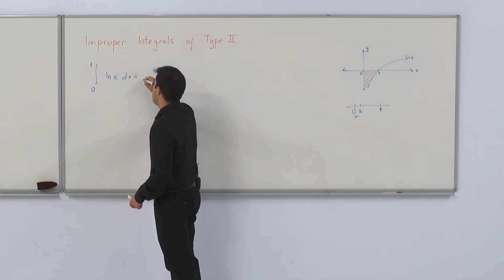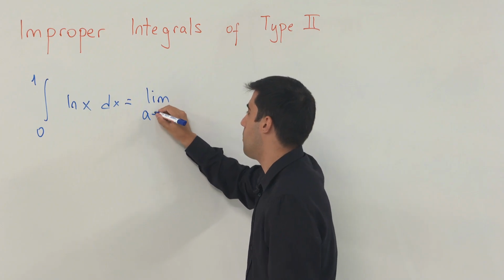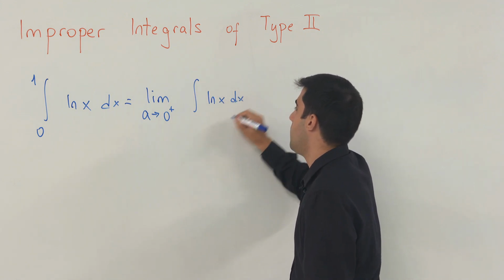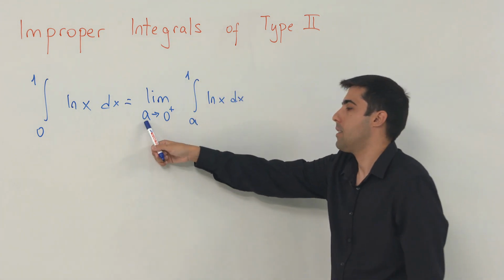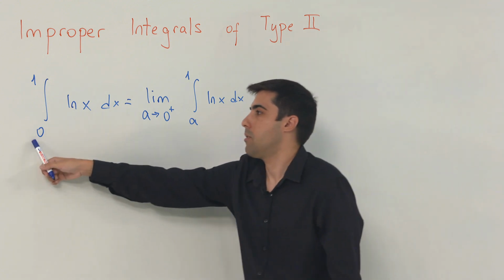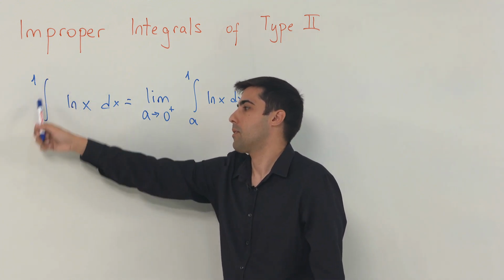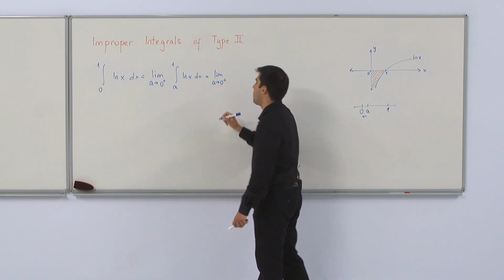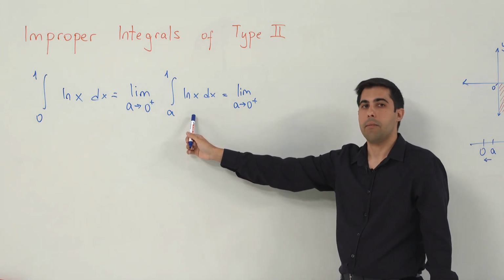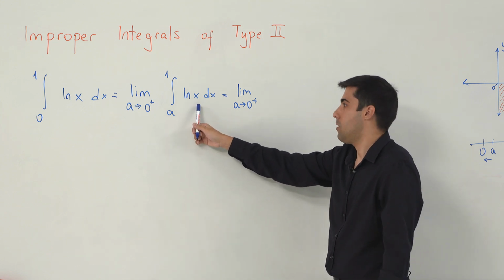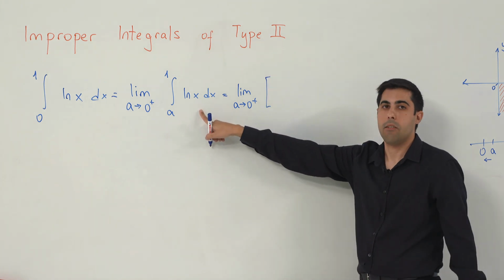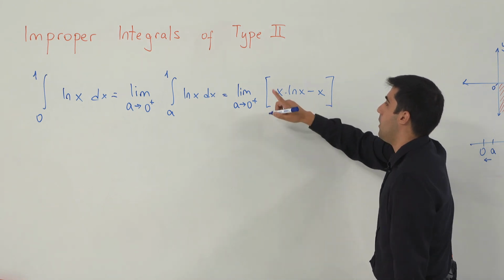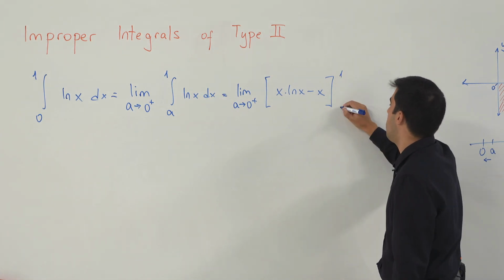This is the same as the limit as a goes to 0 from the right hand side of the integral of ln x dx from a to 1. As you can see, as a goes to 0 from the right, this is the same as the integral of ln of x from 0 to 1. Now this is just a regular integral. Let's calculate this. You can calculate the integral of ln x by using integration by parts, which is another topic, but we already know that the integral of ln of x is x times ln of x minus x. The upper limit is 1, the lower limit is a.